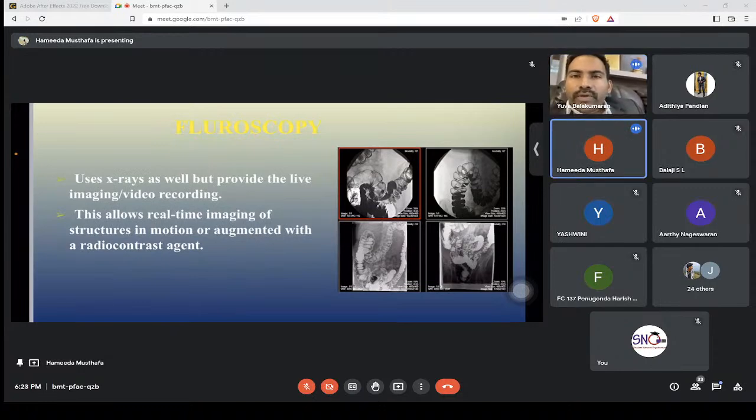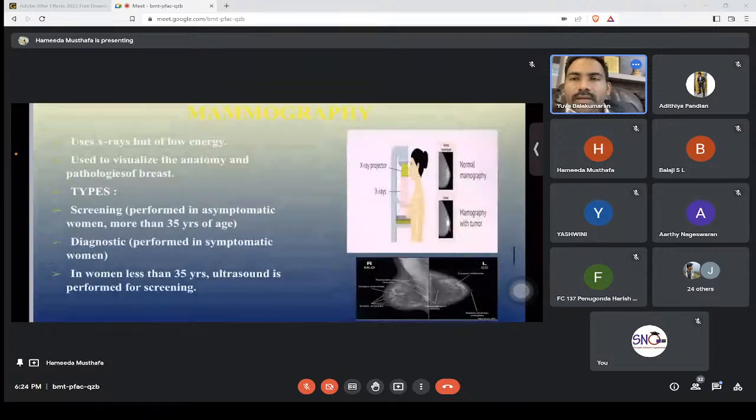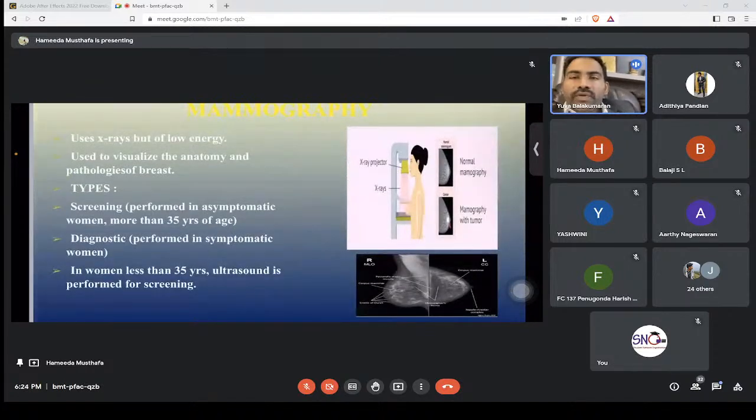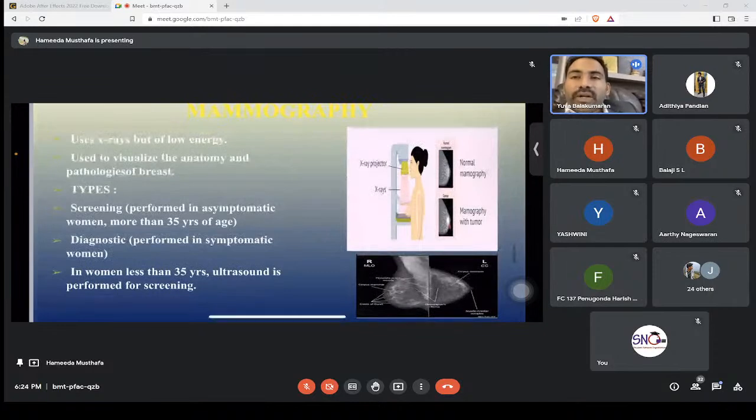So fluoroscopy is live X-rays. This allows real-time imaging of structures in motion, or augmented with a radio contrast agent. We can see the structures live by using X-rays, but it is harmful for the patient, though only for a very short term. So that is fluoroscopy.